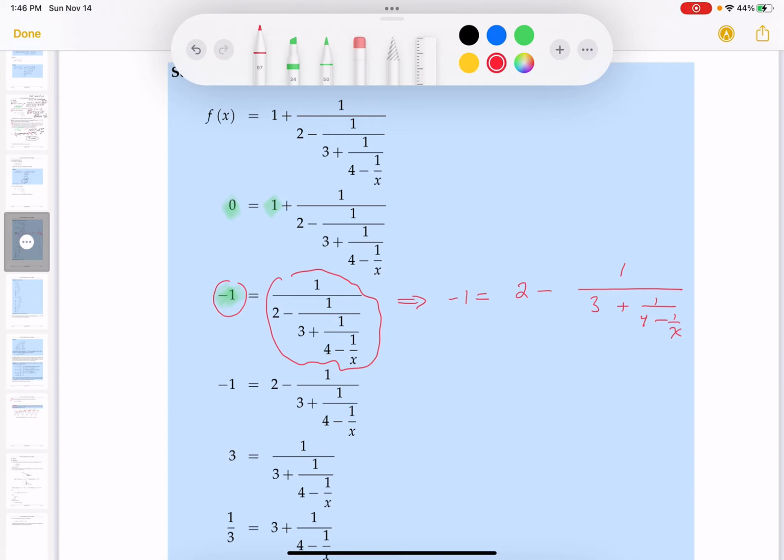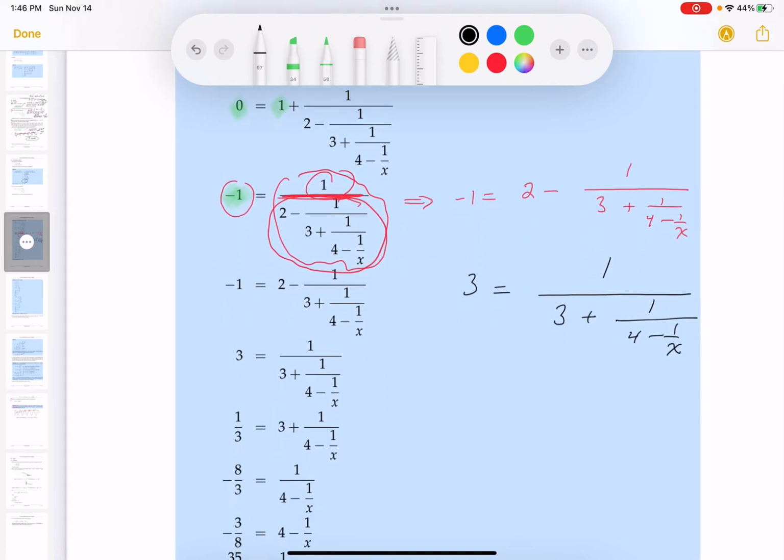All right? Again, I'm taking a reciprocal of this fraction here, so this goes on top and the 1 goes on the bottom. That looks pretty simple to do, right? Then I'm going to subtract 2 from both sides and then multiply both sides by -1. And what would you get? You would get 3 equals 3 plus 1 over 4 minus 1 over x. Well, that's not so bad, right?